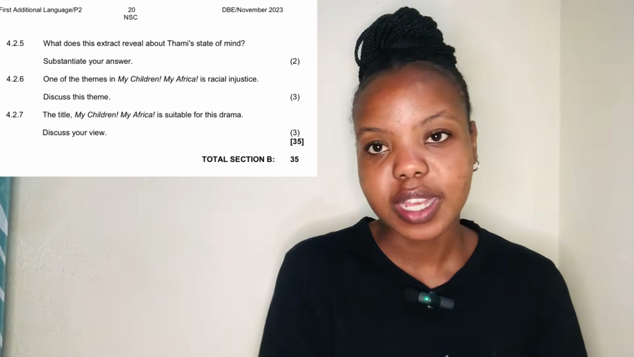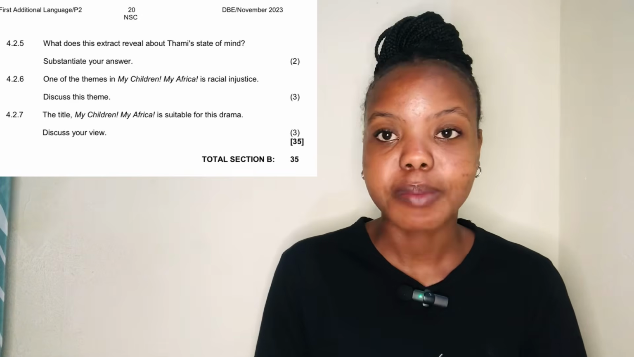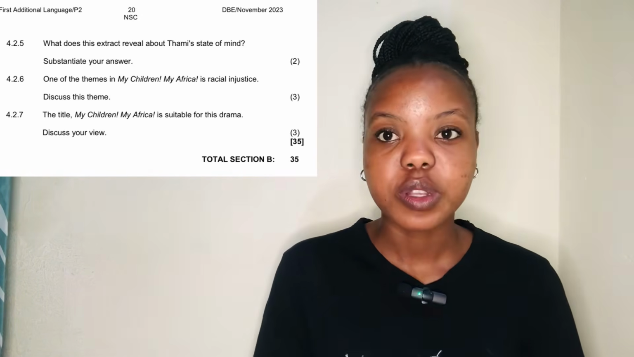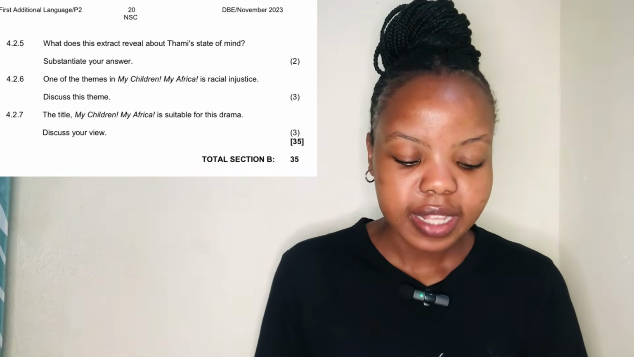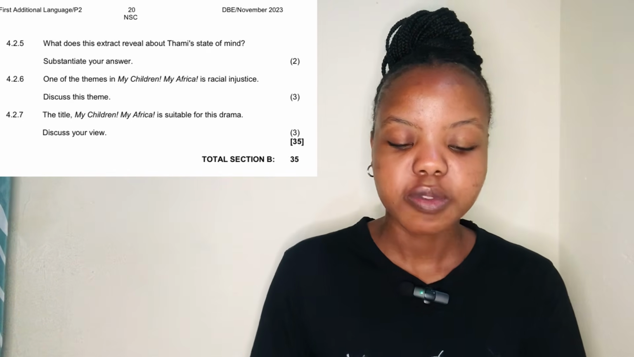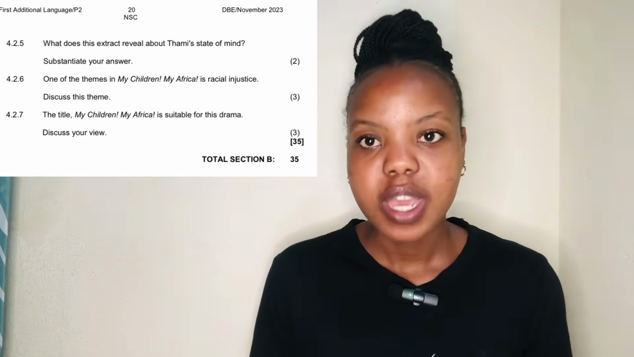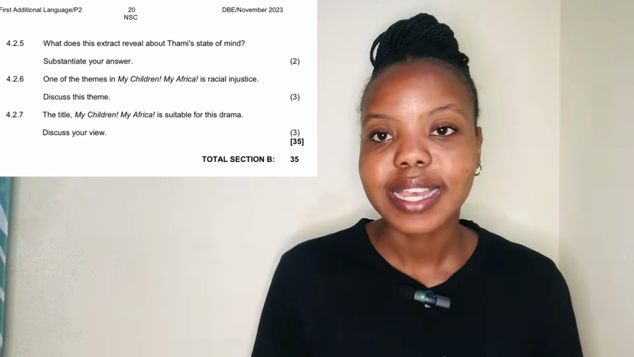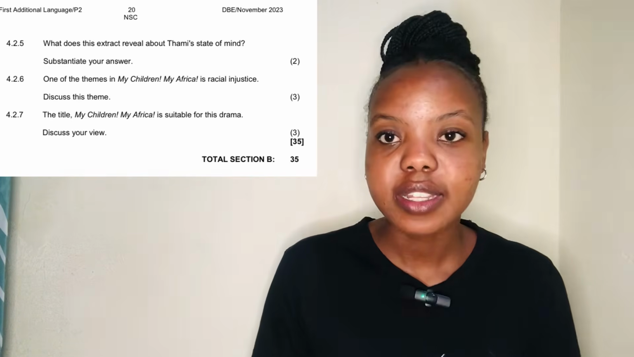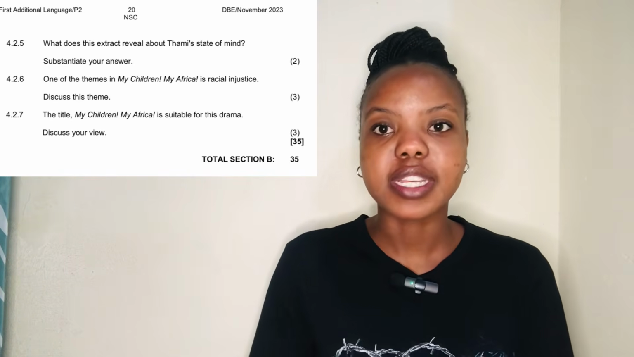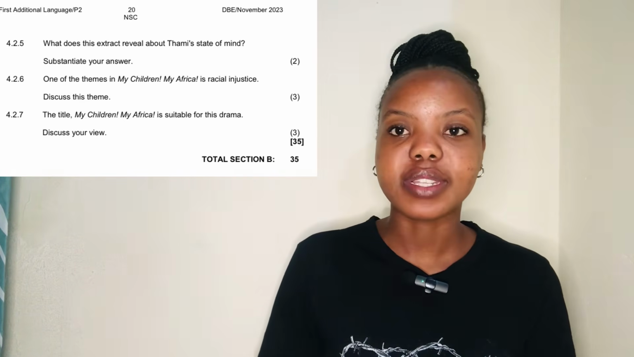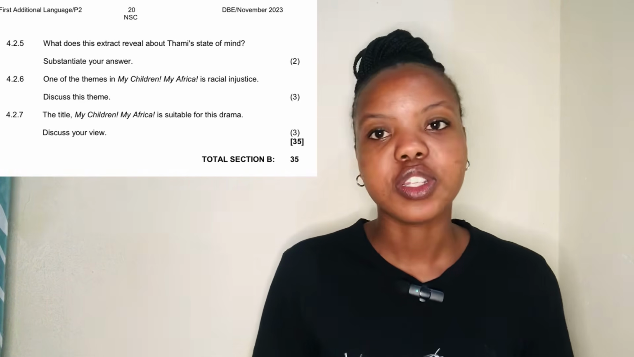Now we move on to the last question. I'm sorry if I'm in a hurry, but I didn't want to make this video very long. So the last question is 4.2.7: the title, My Children, My Africa, is suitable for this drama. Discuss your view. This question is also open-ended. Do you think this title was suitable? If you say yes, you substantiate, you provide reasons as to why you're saying the title is suitable. If you say no, you also provide reasons as to why it is not suitable.